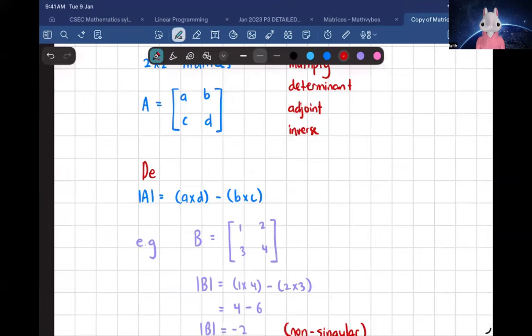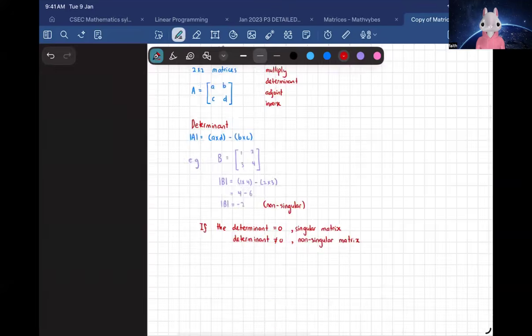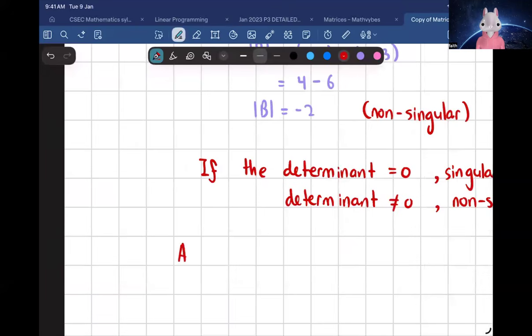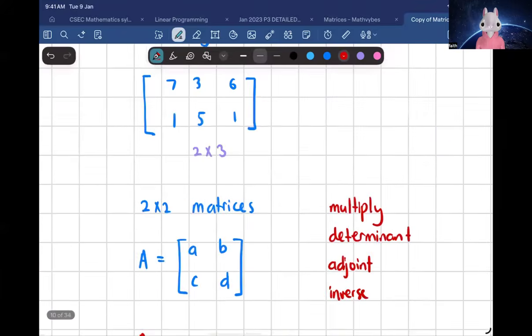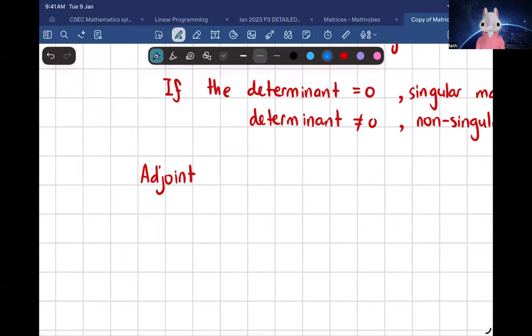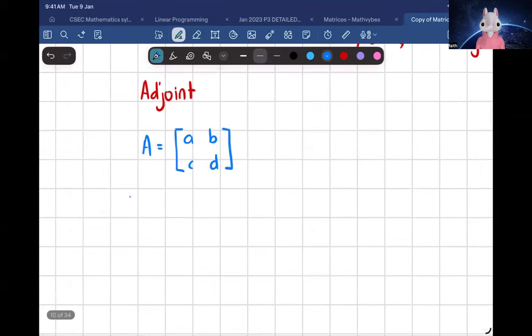This is the determinant. Right? Adjoint. Again, let's use the same example with matrix A, B, C, D. You would say the adjoint. ADJ means adjoint, not adjacent, adjoint.